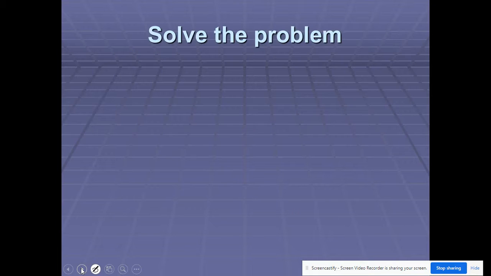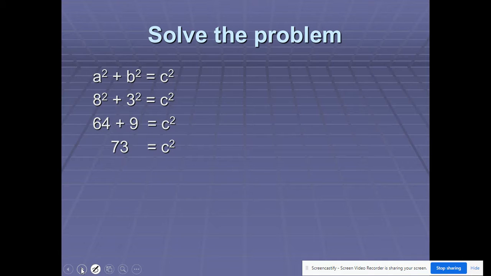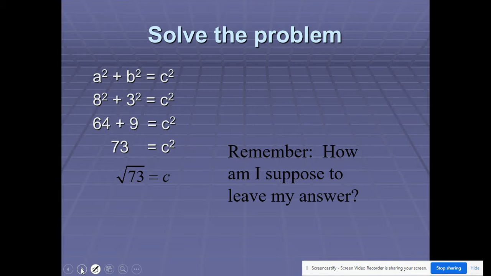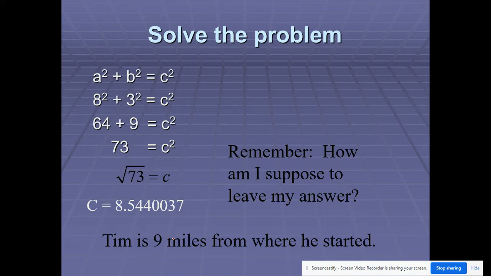So we're going to use our Pythagorean Theorem formula, a squared plus b squared equals c squared, and substitute in our values. 8 squared plus 3 squared equals c squared. We're going to do the math. We get 73 equals c squared. Square root of both sides. And remember, how am I supposed to leave my answer? We need to do the math. So the square root of 73 is 8.5440037. So he's about 9 miles from where he started. Remember, we're going to round up because this is a 0.5.